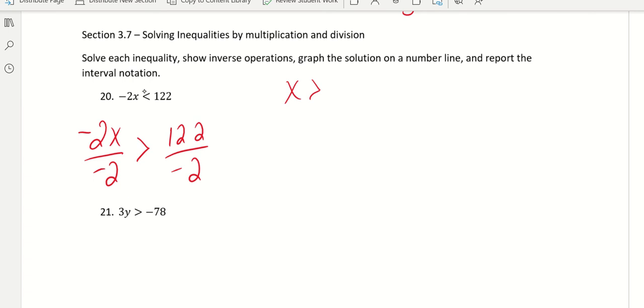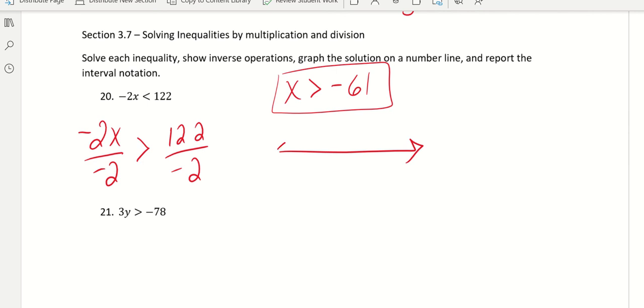122 divided by negative 2. A positive divided by a negative is a negative. 122 divided by 2 is 61. So x is greater than 61. Negative 61, I should say. Let's go to our number line. Everything centers around negative 61. That's negative 60. That's negative 59. That's negative 62. That's negative 63. Open or closed circle at negative 61? Open circle. X is greater than, so we shade to the right.